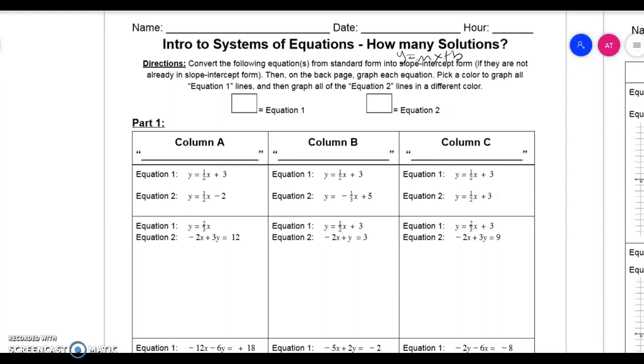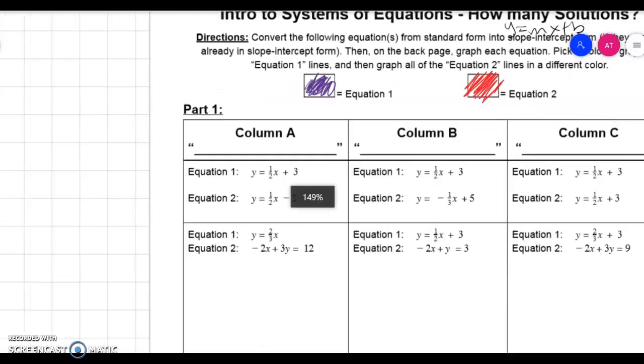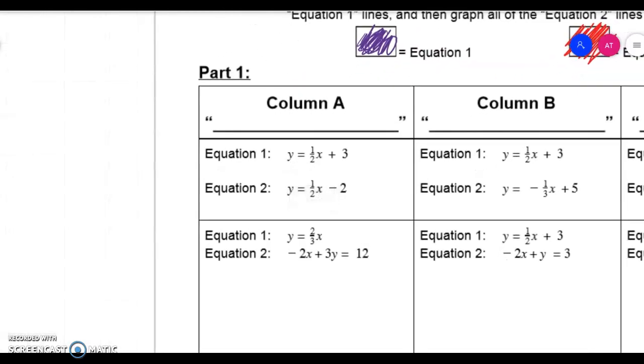So for the first equation, I'm going to use purple. And then for the second one, I'm going to use red. That way you can see what's going on. We're going to start here in column A, and I'm going to check my equation 1 and see if it's in slope-intercept form. Yep, I have y equals 1/2 x plus 3, which is y equals mx plus b.